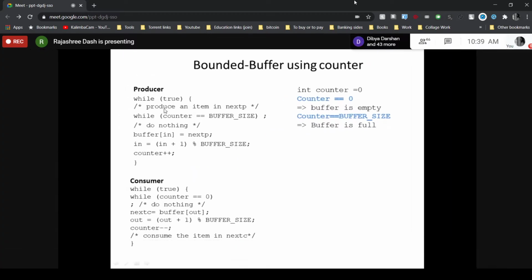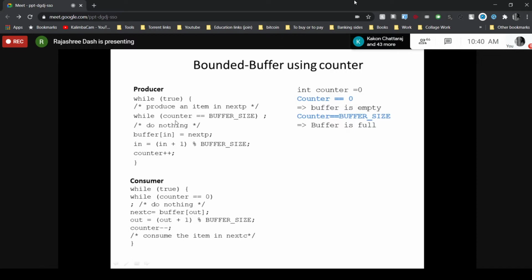So here producing an item in next P. While the producer is producing the item in the next P, there is no link with the consumer. So it cannot hamper anything with the consumer. There is no shared data being used here.